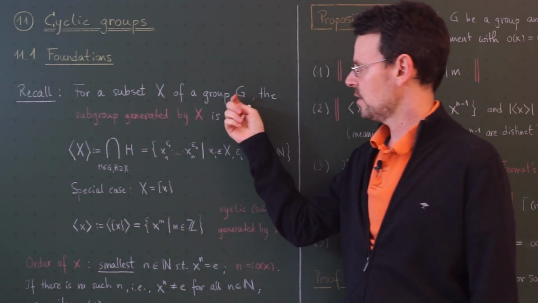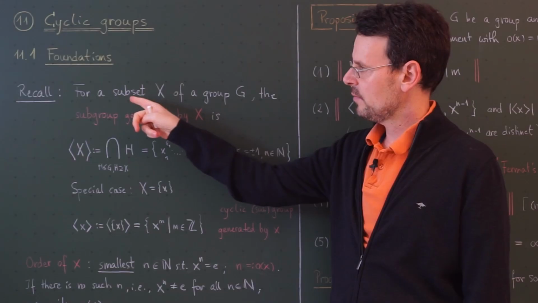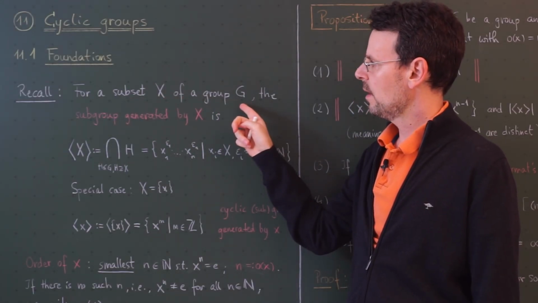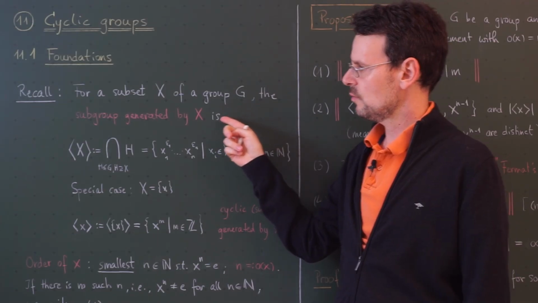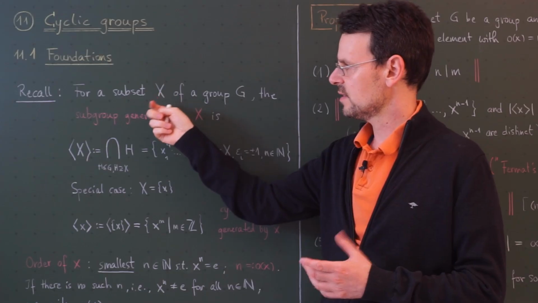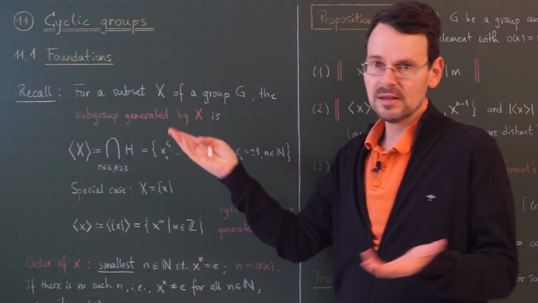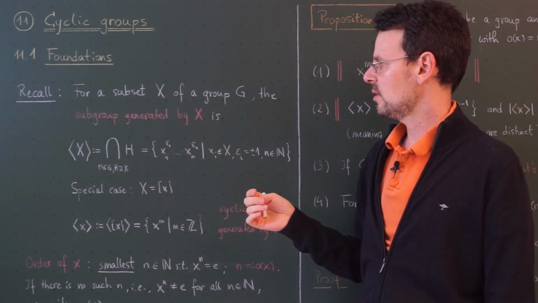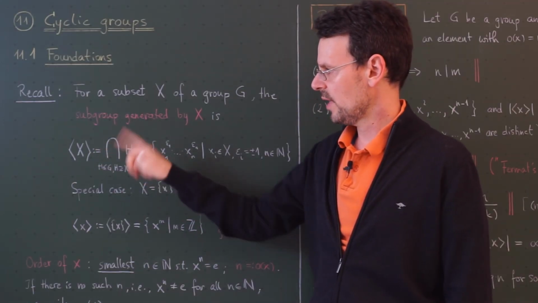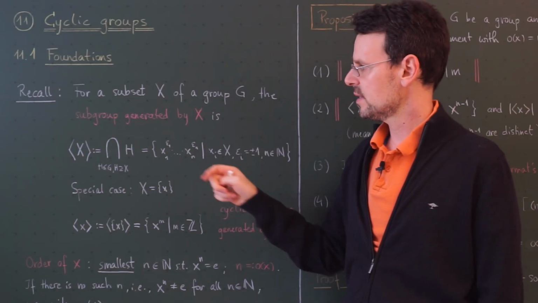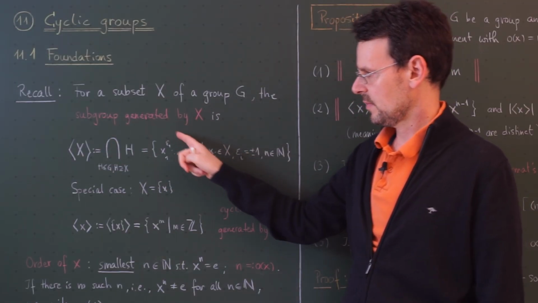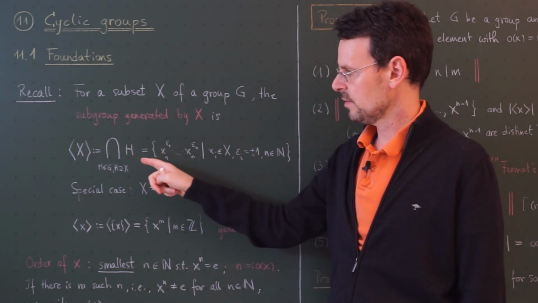So as always, G is a group, and we take a subset capital X of this group, and then we ask ourselves, what is the smallest subgroup of G that contains this subset? Because the set itself, of course, need not be a group. And it is this guy here, X in these pointy brackets, called the subgroup generated by X. And here's the abstract definition.